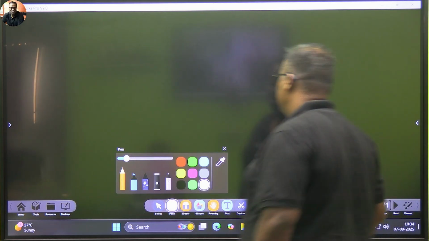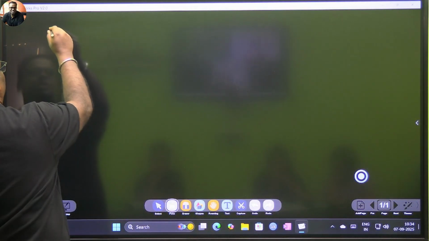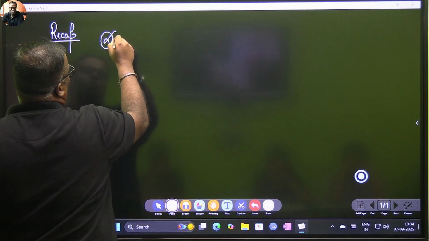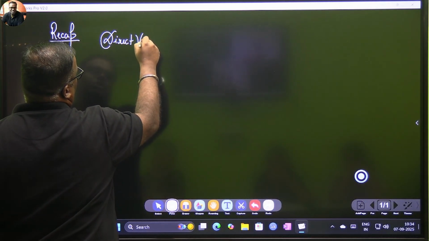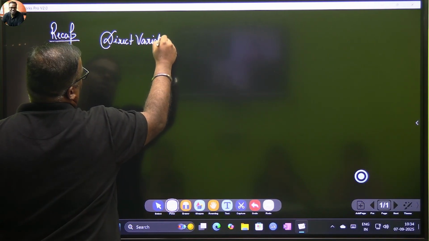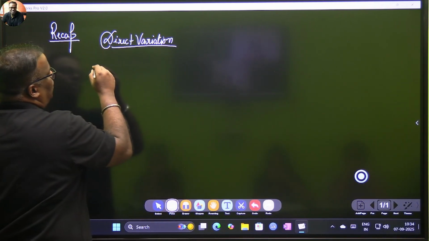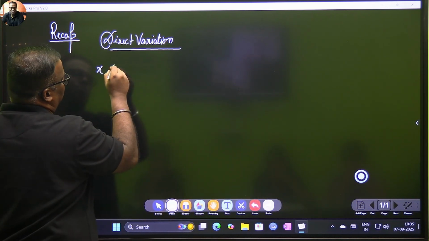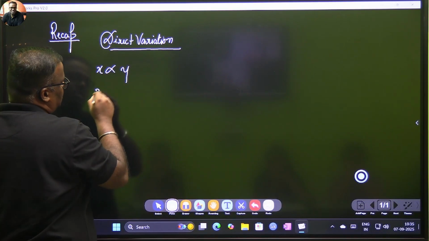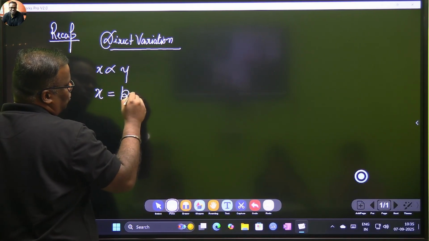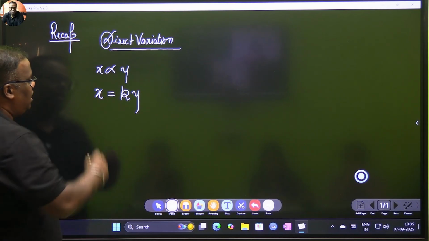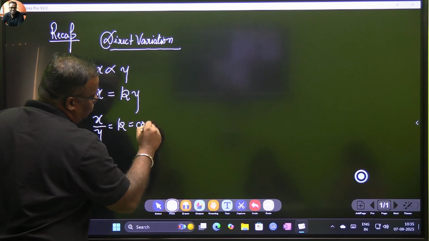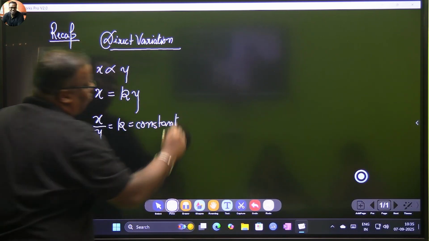So it's easy. Whatever we have studied so far, let's have a quick recap. In our recap, we will first speak about something called direct variation. We said, if a quantity x varies directly with a quantity y, we say that x can be written as some constant of proportionality k multiplied by y, and in such a scenario, x upon y is always equal to k, and this is equal to constant. And that's what you used to use while solving every problem.